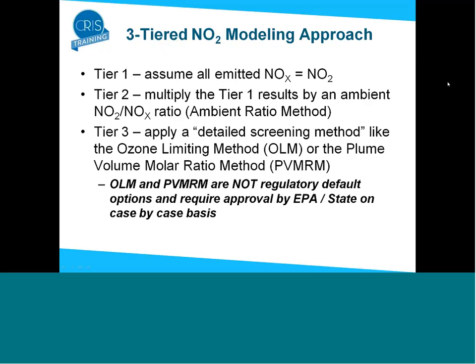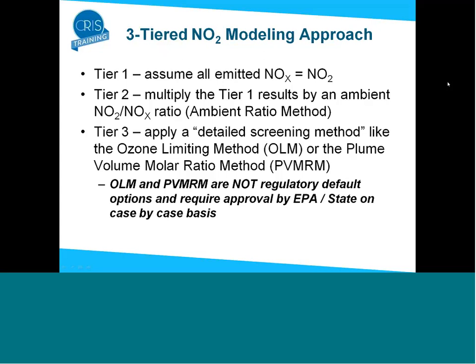At which point you can then go to Tier 2, the ambient ratio method, and basically you just multiply your Tier 1 modeled results, the total NOx, by some ratio of NO2 to NOx based on ambient monitoring data. And again, this is called the ambient ratio method, or ARM. And then the third tier was what EPA calls a detailed screening method. And they specifically note in their memos the ozone limiting method and the plume volume molar ratio method.